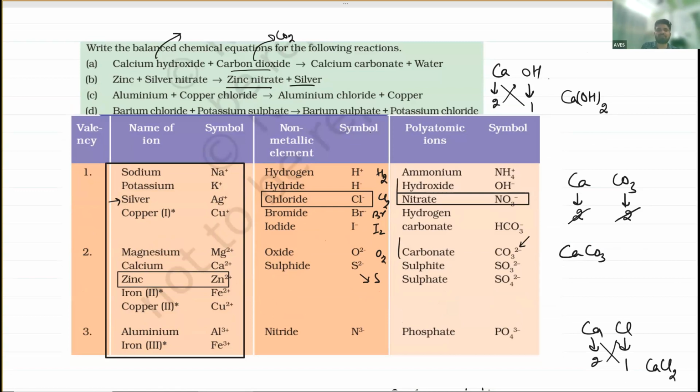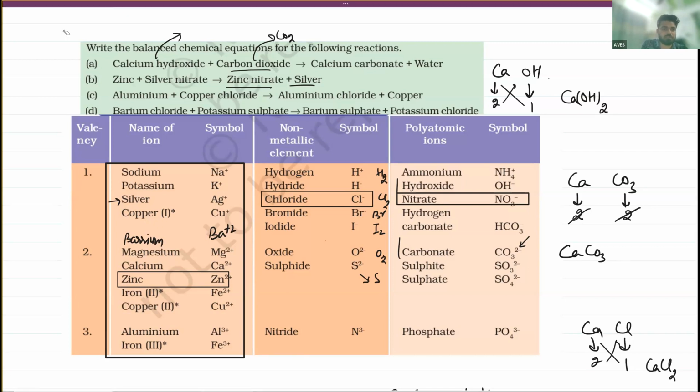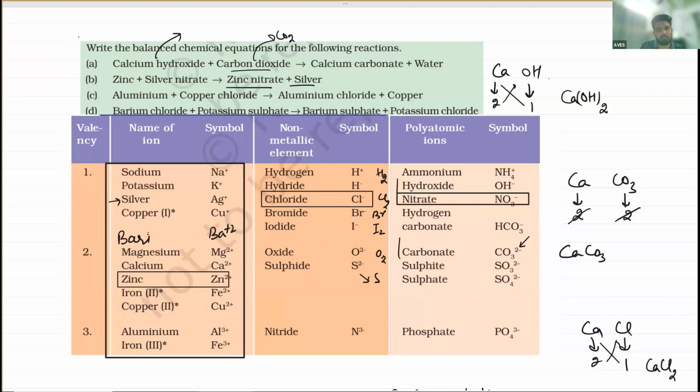With the help of this chart, where is barium? Barium is not written here in this one. So write down barium. Barium has valency 2 positive. Barium is Ba and its valency is 2 positive. Note it down. Ba single, or it is having single. Barium, Ba2 positive.